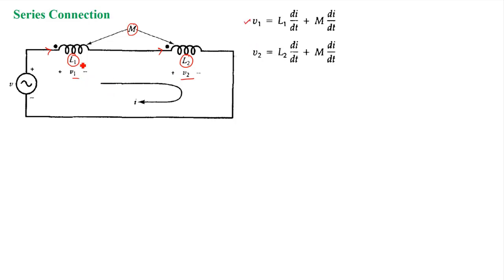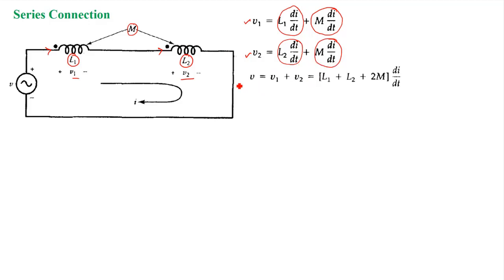So V1 I can write for coil 1 equal to L1 di by dt plus M di by dt, right? The same current is flowing. L1 di by dt is the voltage because of the self inductance of the coil, and M di by dt is the voltage because of the mutual inductance and current flowing in the second coil. Similarly, I can write V2, that is L2 di by dt, the voltage produced because of the self inductance in coil 2, plus the voltage produced because of the mutual inductance between these two coils. So V2 is also L2 di by dt plus M di by dt.